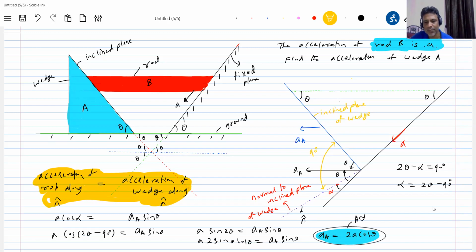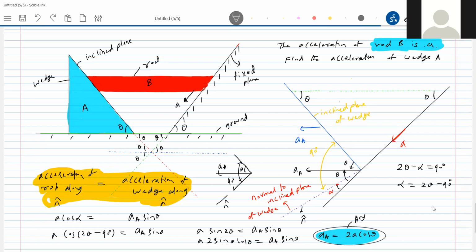Sir, can you explain why acceleration of wedge along n cap is a sine theta? This is perpendicular. So I'll do one thing. If this is theta, this is the 90 degrees. What do you write? Acceleration of A along n cap: A sine theta, no? Along the inclined plane should be A cos theta. Okay?